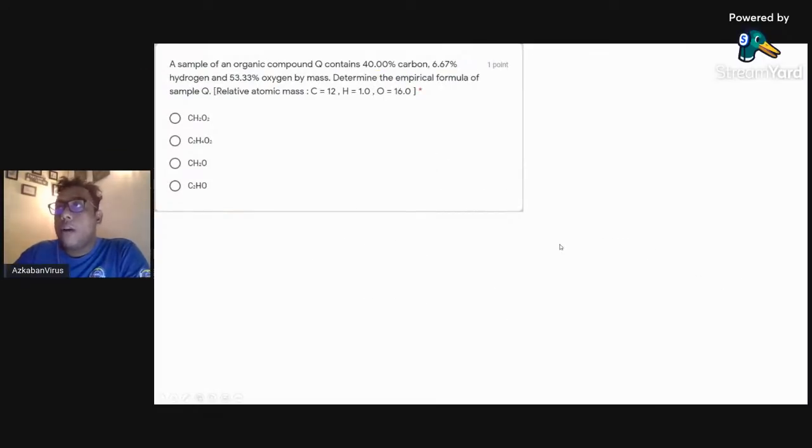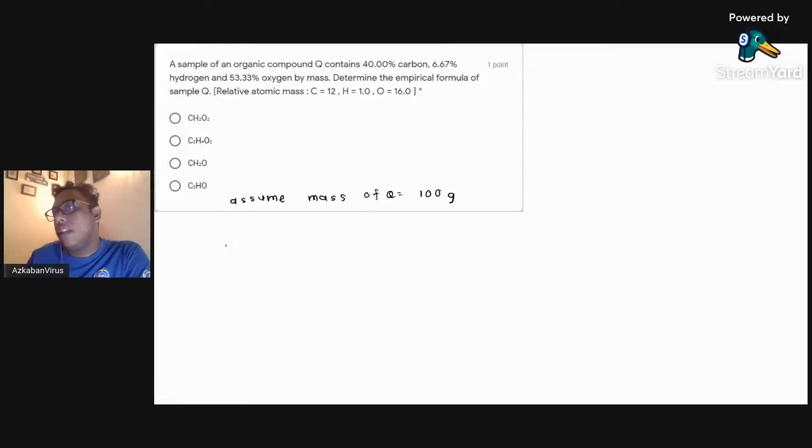A sample of organic compound Q contain 40% of carbon, 6.67% of hydrogen and 53.33% of oxygen by mass. Determine the empirical formula of sample Q. So to solve this question, apa kita perlu buat adalah kita construct kita punya mole table. But before kita construct, kita kena assume mass of Q equal to 100 gram. Kenapa saya assume 100 gram? Sebab saya nak guna terus value tu. Maksud 40% ni bersamaan dengan 40 gram.